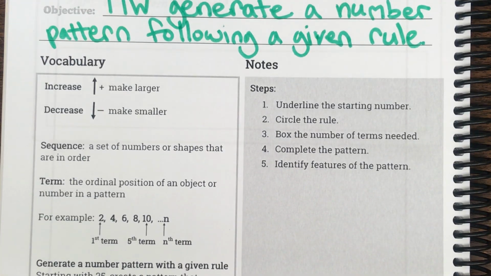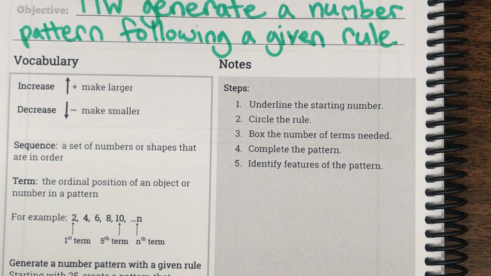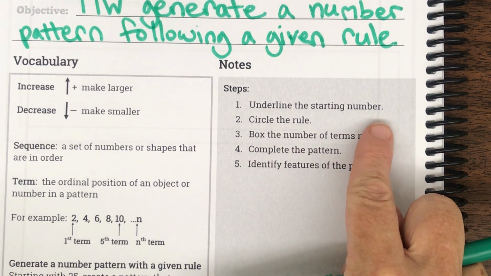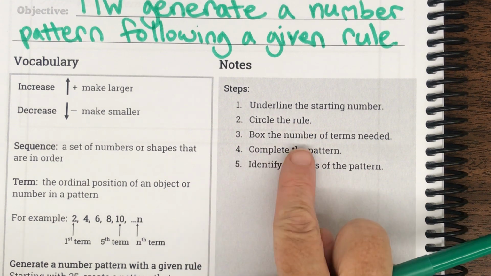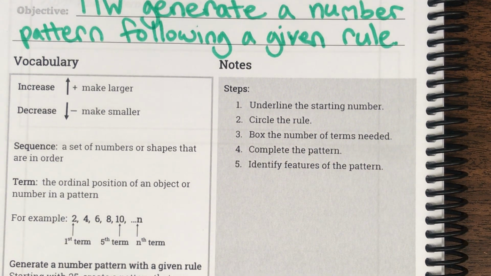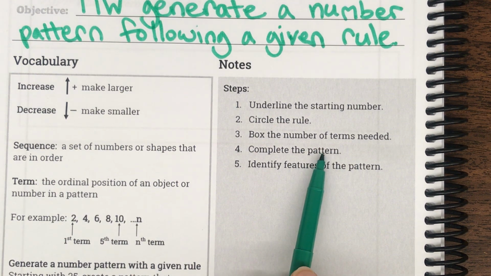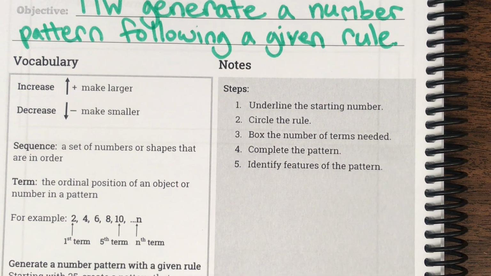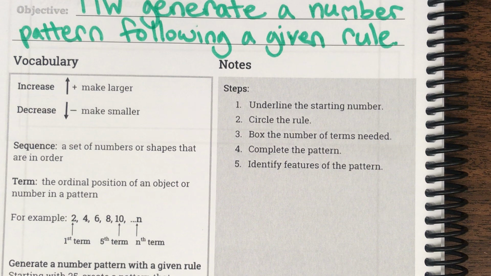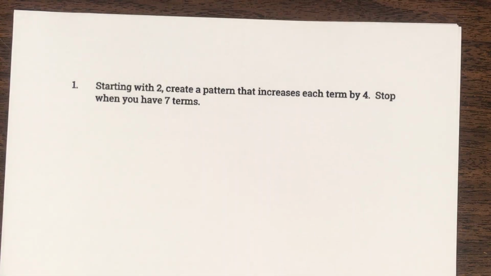Okay, I am going to follow their steps today pretty closely. It says I'm going to underline the starting number. I'm going to circle the rule. I'm going to box the number of terms needed, and then complete the pattern, and then identify the features of the pattern. And remember, the features are something that just like, what do I notice? What do you notice about it? Okay, so as I'm doing mine, remember you probably want to look at your rules or steps to see if I am following them and follow along with me. Okay, so I'm going to get started with my red pen if you want to watch closely.